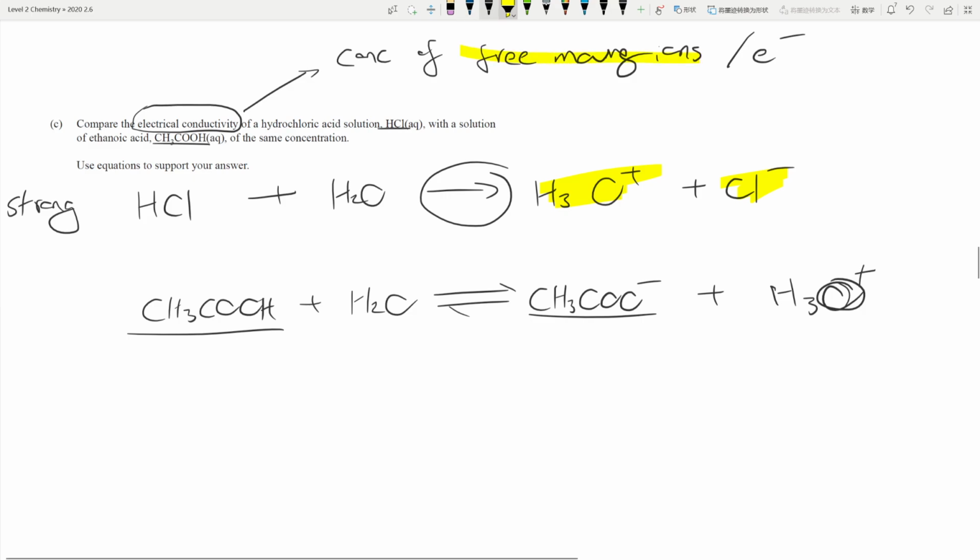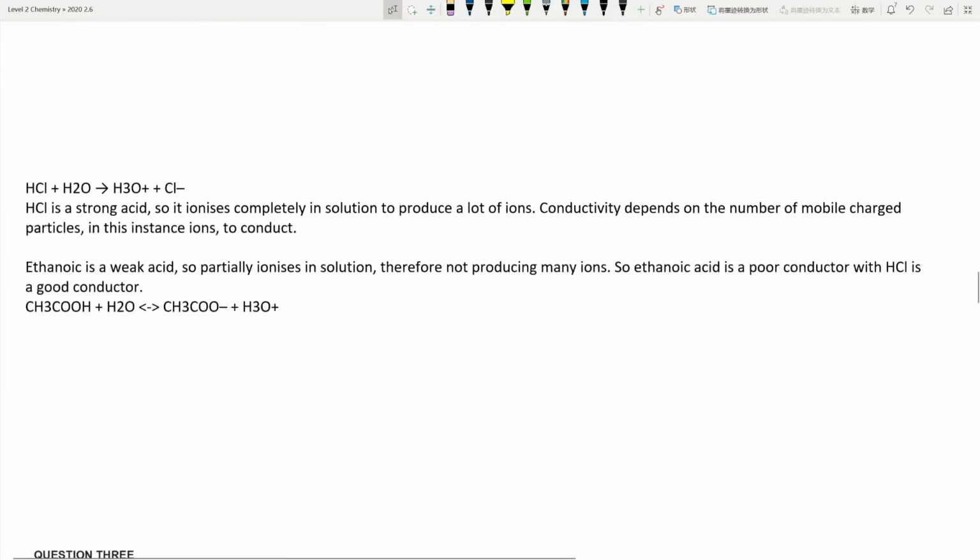Whereas CH3COOH is a weak acid. It partially dissociates, producing a small concentration of free moving ions, therefore it's a poor electrical conductor. And that's all you need to say. Let's scroll down. So there you go. There's the equation I've done.